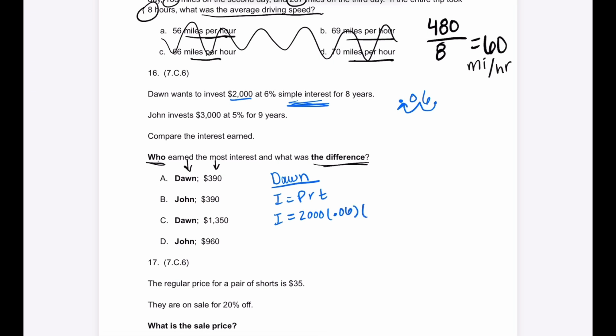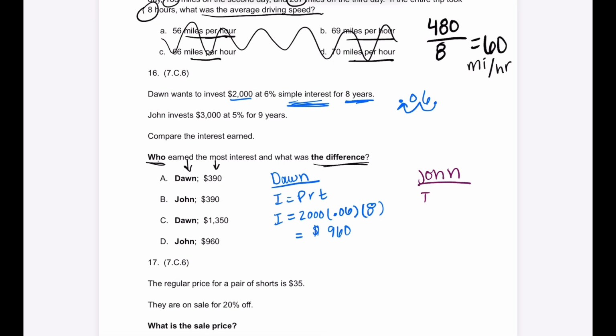And your time is measured in years. So you want to make sure that you have years on your time. If it does say months, you want to make sure that you are dividing that by 12 to figure out how many years you're talking about, okay? All right, so I have the 8 for time. When I multiply all this together, I get a total of $960, okay? So that's for Dawn. Looking at John now.